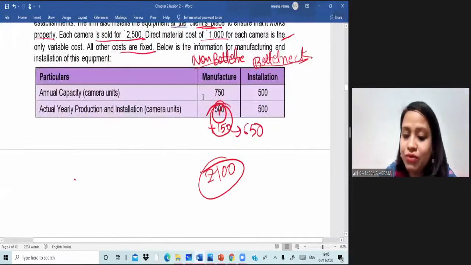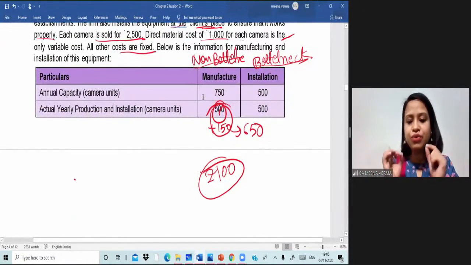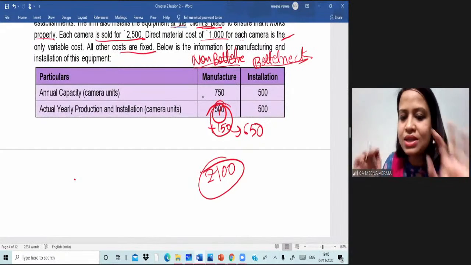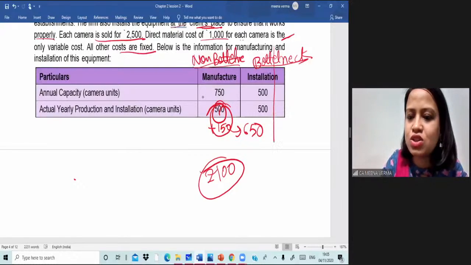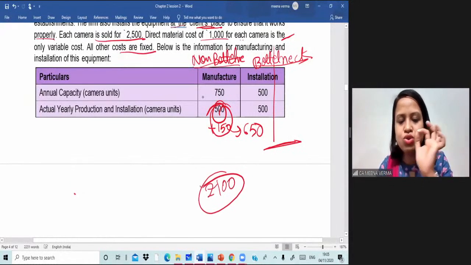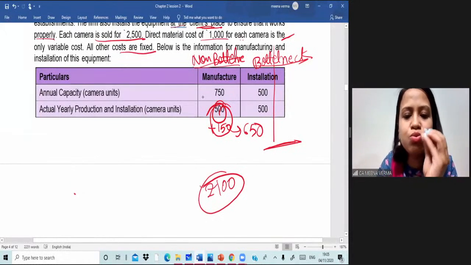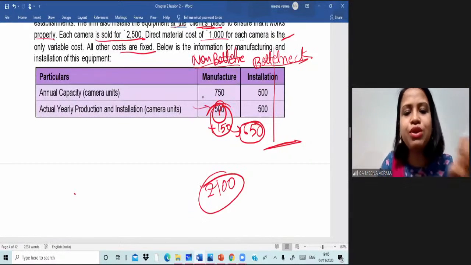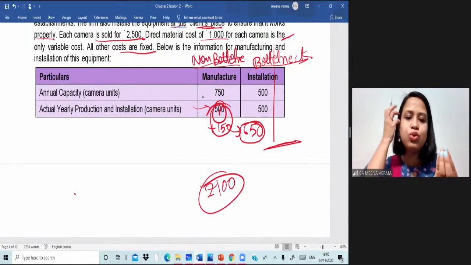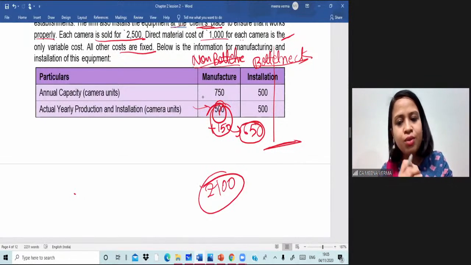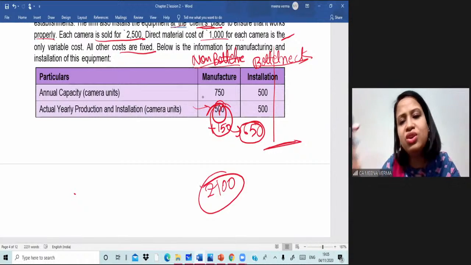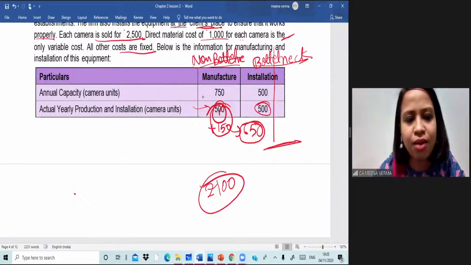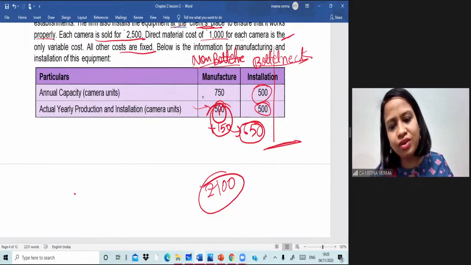So what we have studied is that if you waste your resources in a non-bottleneck activity, it's of no use because ultimately your production will get slowed down at this place. Even if you can produce 150 more cameras, previously you were manufacturing just 500, now you can produce 650 cameras, but your installation capacity is the same. You cannot install more than 500 cameras.